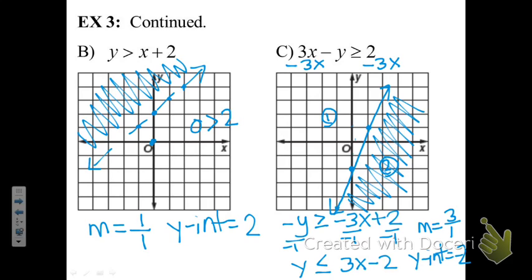If you're not sure, pick a point. I like to pick 0, 0. And I always go back to the original equation to put that in. If I put 0, 0 into the equation, I get 3 times 0 is 0, minus 0 is 0. And that says 0 is greater than or equal to 2. Now we know that that's not true, so that point that I chose should not be part of the shaded region. And it is not, so I have shaded the correct area of my graph.